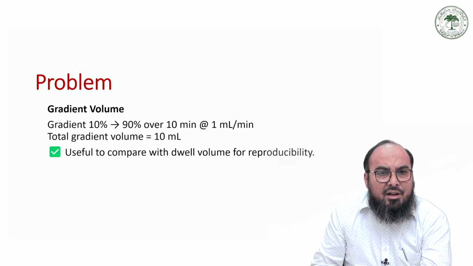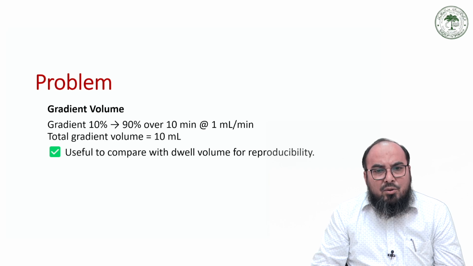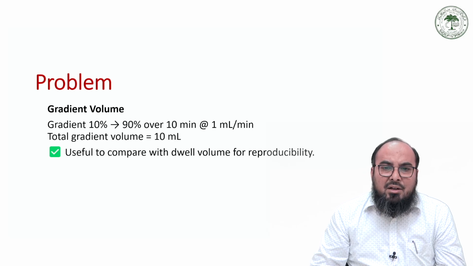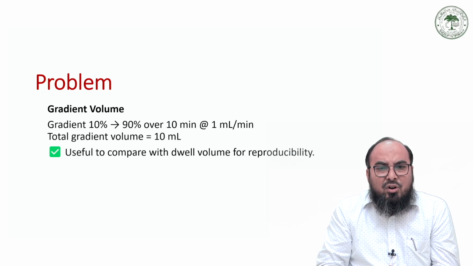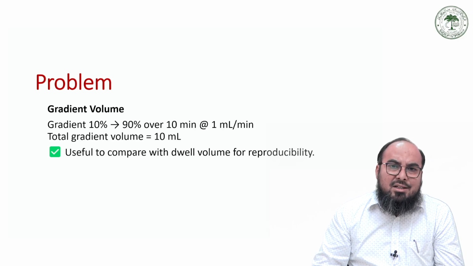Now another gradient volume problem. Here the gradient is increased from 10 to 90% over 10 minutes at the rate of 1 ml per minute. So the total gradient volume is 10 ml. This is very useful to compare the dwell volume, and we know that dwell volume creates certain issues.